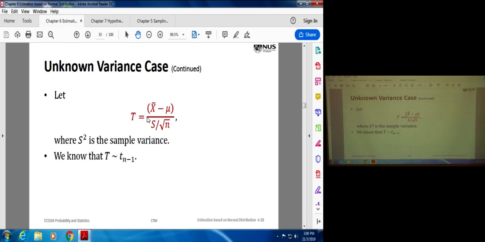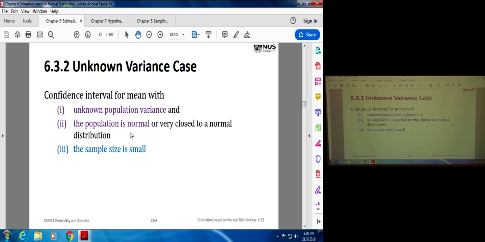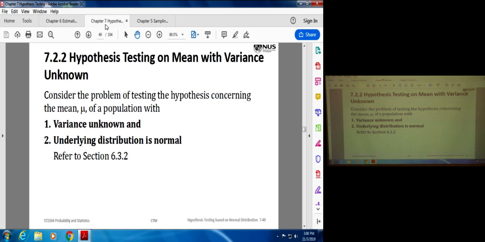So basically, in this situation, remember that (x bar minus mu) over (s over root n), which is our pivot for computing a confidence interval for a sample mean, applies in this scenario where you have a random sample with an unknown population variance, and either it's normal or very close to normal. And here he says the sample size is small. So that's basically the situation. It's the same thing. So that statistic we just showed you is the one we're going to use for testing hypotheses for the mean.